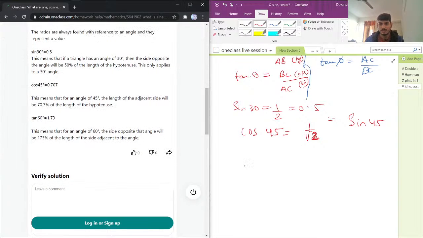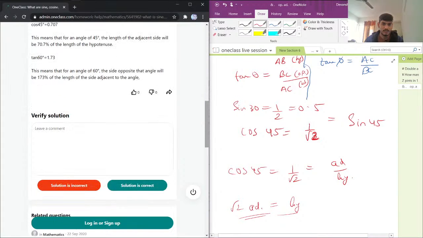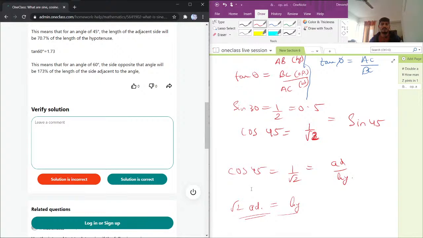Okay, so cosine 45 equals 1 by root 2 means adjacent over hypotenuse. That means my hypotenuse will be root 2 times the adjacent side. In a similar fashion, we can find the trigonometric ratios for any angle 0 to 360, any angle we can find the ratio. So correct solution, good job. Solution is correct.